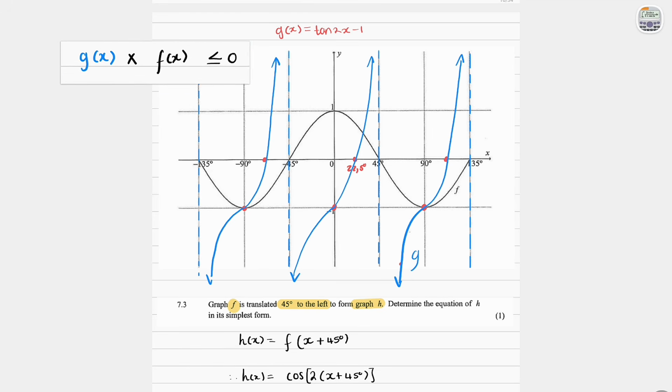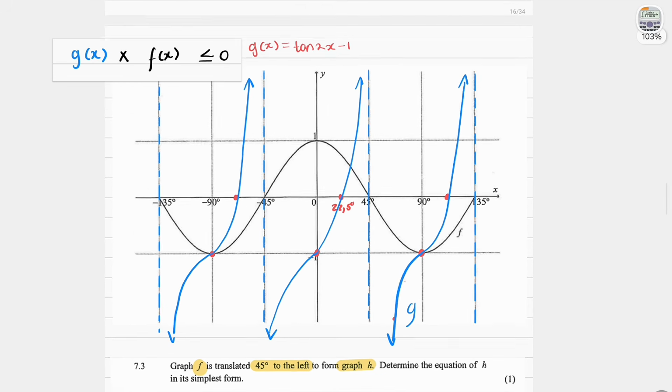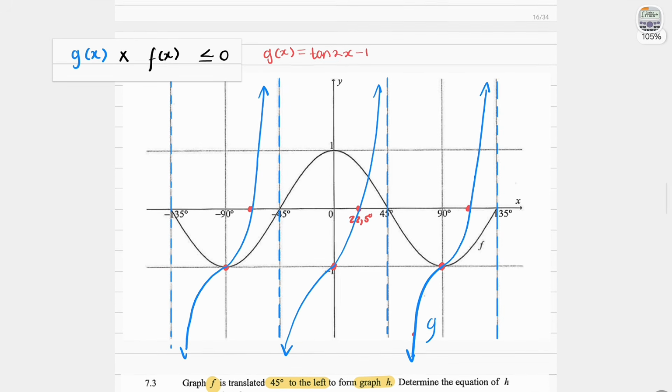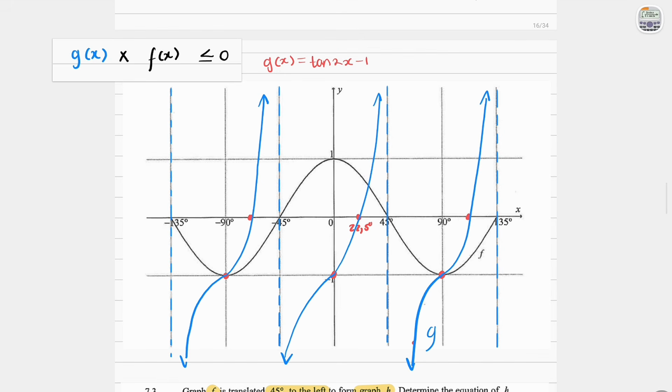Okay, so this is what we are looking for. You can see that the graph of g is in blue and the graph of f is in black. We are looking for when you take the graph of g, multiply by the graph of f, and you get a negative value or a value of 0. Let's mark all the places where you multiply them and they give you 0. So if the graph of g had a y value, remember this refers to their y values. G of x stands for the y values of g. Okay, f of x stands for the y values of f.